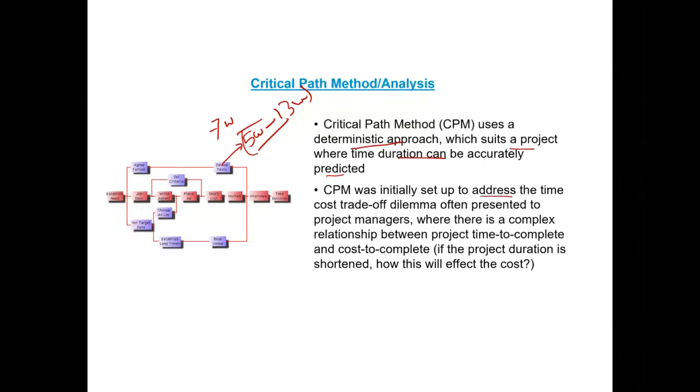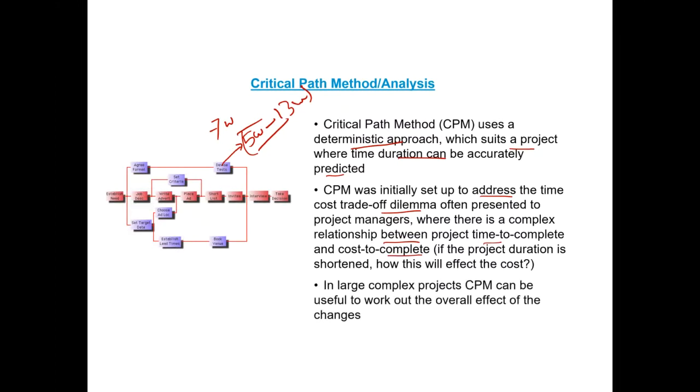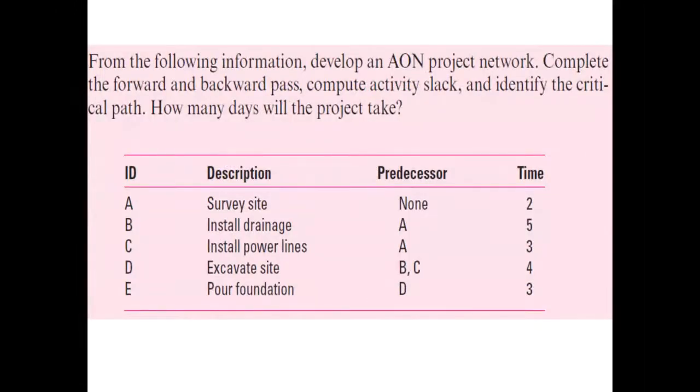CPM was initially set up to address the time-cost trade-off dilemmas of project managers, where there is a complex relation between project time to complete and cost to complete. In large complex projects, CPM can be useful to work out the effect of changes. So here is a simple problem given, which you could practice on. From the problem information, develop an activity on arrow project network. These are the same notations which we have been using: complete a forward and a backward pass, compute activity start times, and identify the critical path. How many days will this project take?